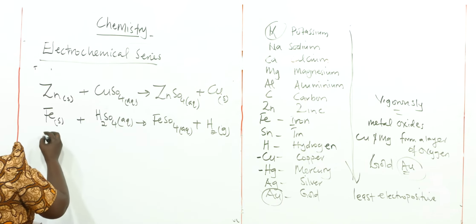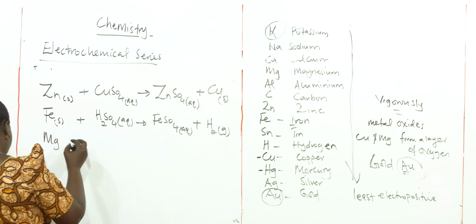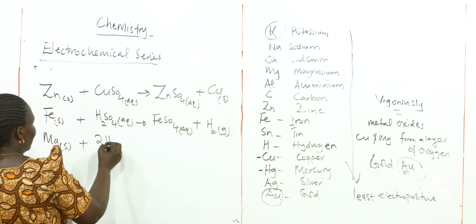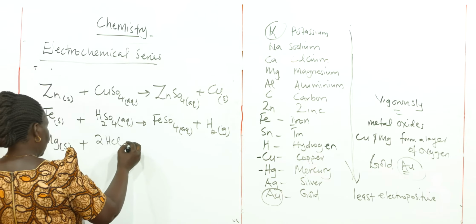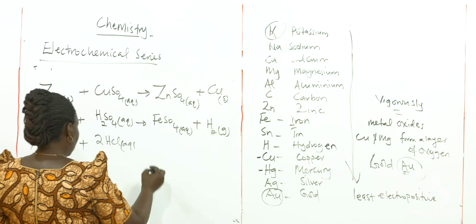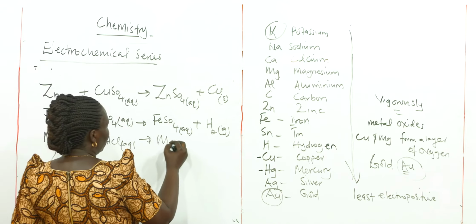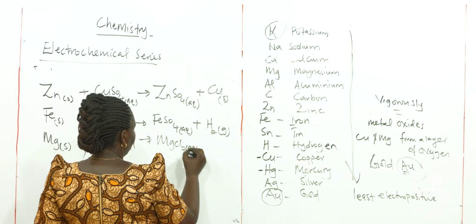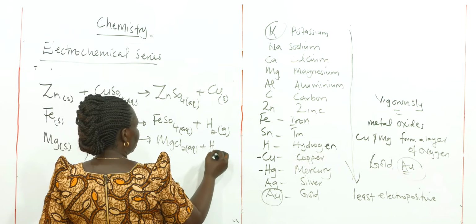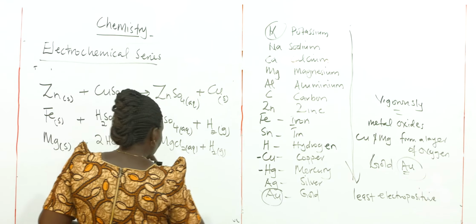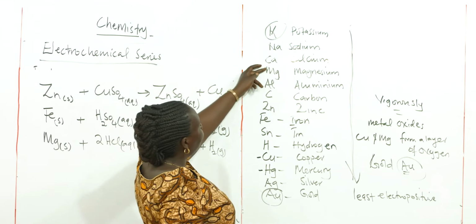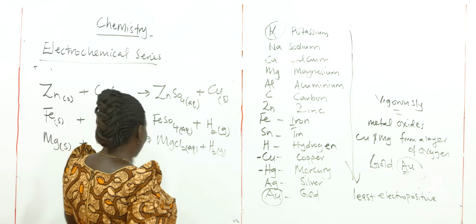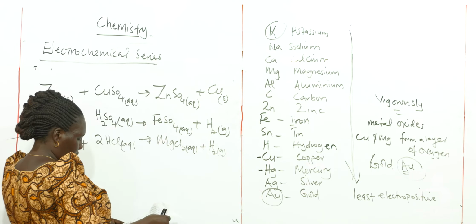Then we have magnesium solid plus hydrochloric acid, 2 moles of hydrochloric acid in aqueous form. This will give us magnesium chloride in aqueous form plus hydrogen gas. So also magnesium is high up above hydrogen in the series. That's why magnesium can displace hydrogen from hydrochloric acid.